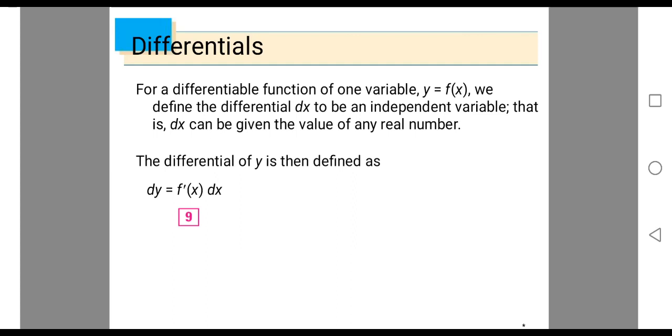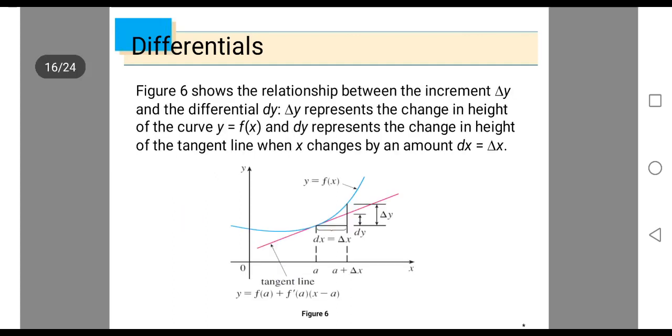So that's a minute difference, right? One represents the change in the height of the curve. The other one represents the change in the height of the tangent line, where x changes by an amount dx is equal to delta x. So we just try to understand from this particular graph.